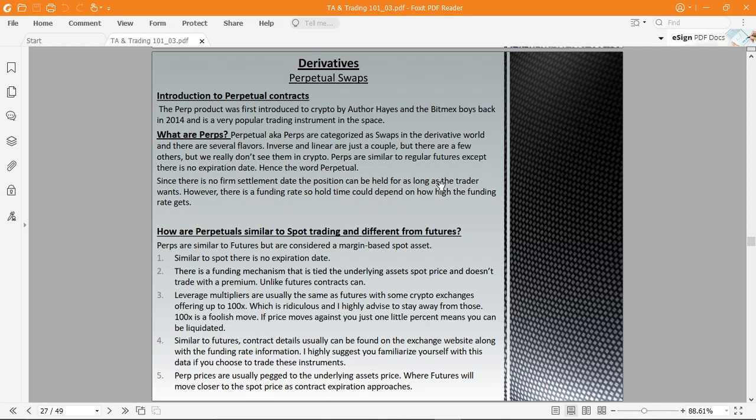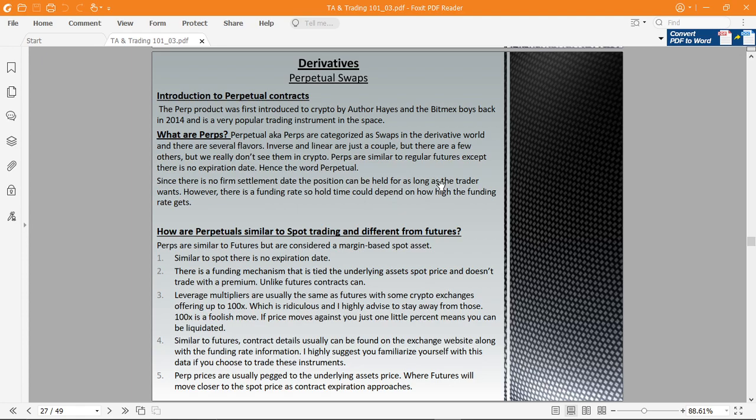Number 3, leverage multipliers are usually the same as futures, with some crypto exchanges offering up to 100x, and I think there are some offering 125x now, which both of those are just very ridiculous. I've got to tell you, I highly advise to stay away from that stuff. 100x, even 50x and 25x is ridiculous. You don't need it. If using 100x, for example, if price moves against you just 1%, that means your whole position could be liquidated. And in Bitcoin, for example, 1% is nothing. So please consider your leverage.